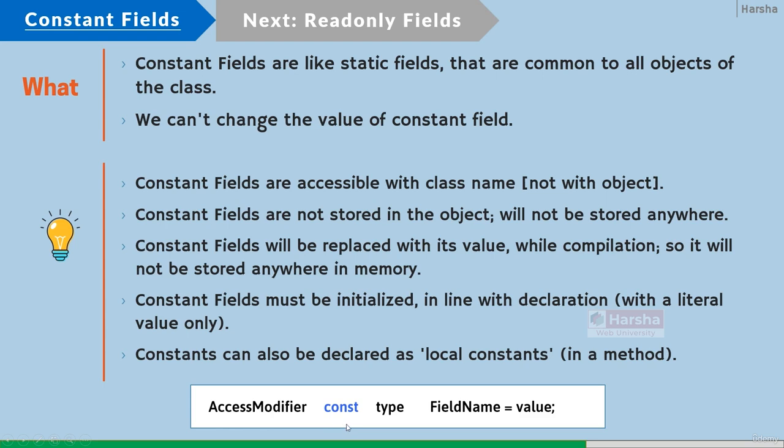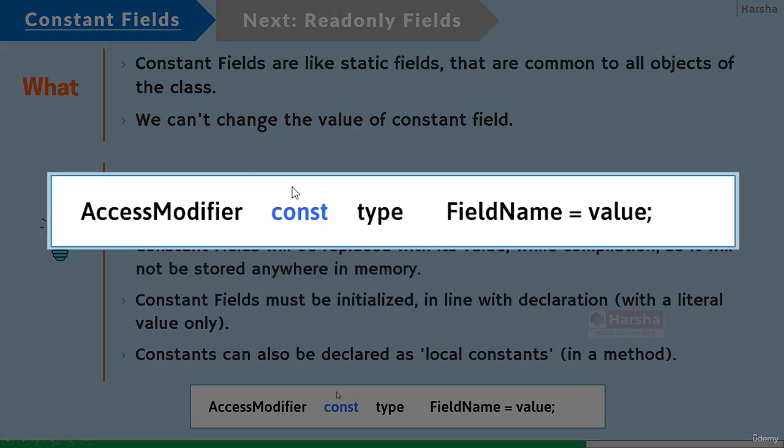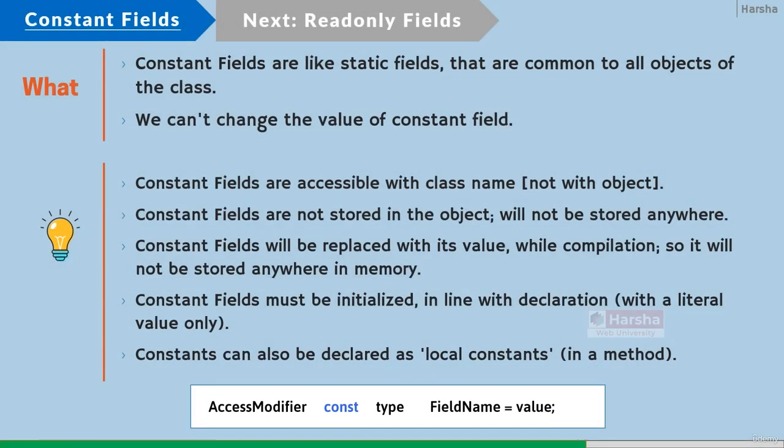The common keyword to declare the constant fields or local constants is const. So first write the access modifier of a field, then write the const keyword, then specify the type name. This can be any primitive type or string, and then write the field name, and then initialize the literal value. Constants cannot be reference variables.